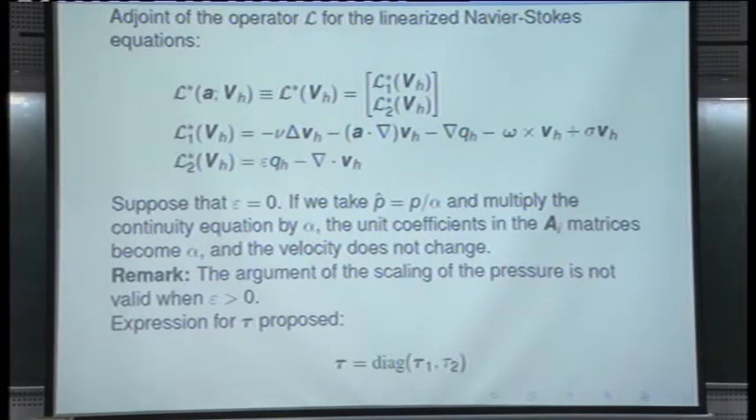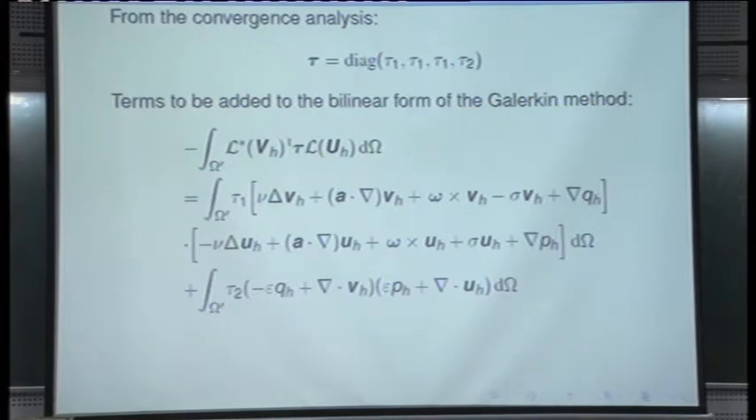Perfect. Well, there is a scaling argument for the pressure that is not relevant. And now we take again the matrix tau, which we don't know, equal to this diagonal matrix, as we did for the Stokes case, and we just have to apply the general rule. That's where I wanted to arrive.